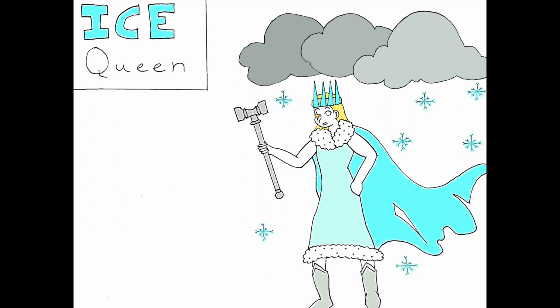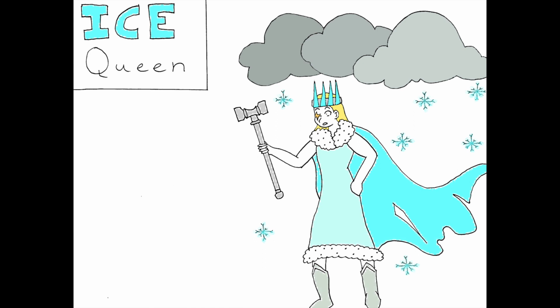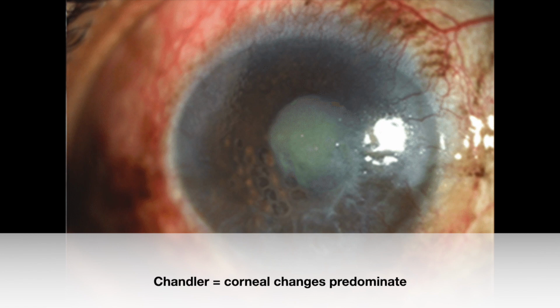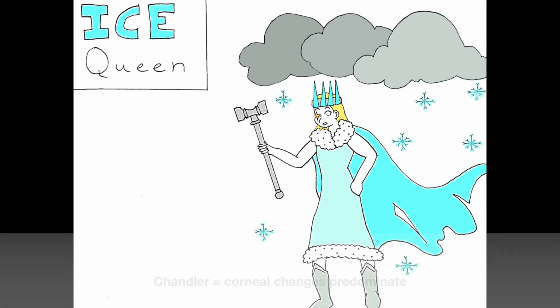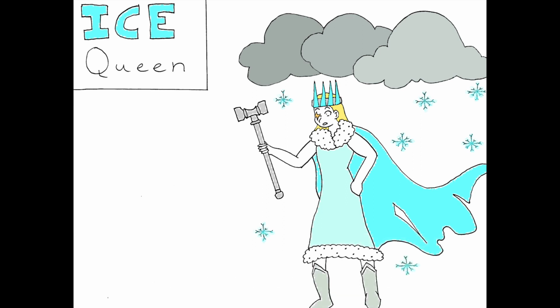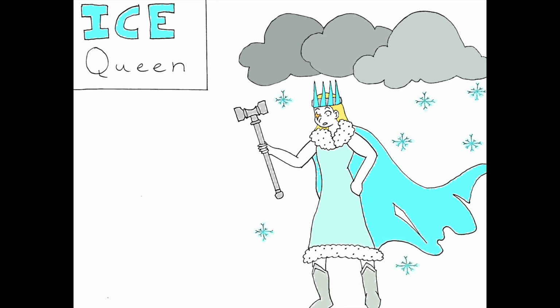There are three main forms of ICE syndrome. There's the subtype Chandler syndrome, the subtype Cogan-Reese, and the subtype essential iris atrophy. Chandler syndrome is the most common, and in this subtype, the corneal edema, corneal change is predominant. The dysfunctional endothelial cells aren't doing their job as good pumps and keeping the cornea clear, so you get an edematous cornea and it gets hazy. Corneal clouding is a big part of this subtype, and I've illustrated this by having these big angry-looking storm clouds above our ice queen.